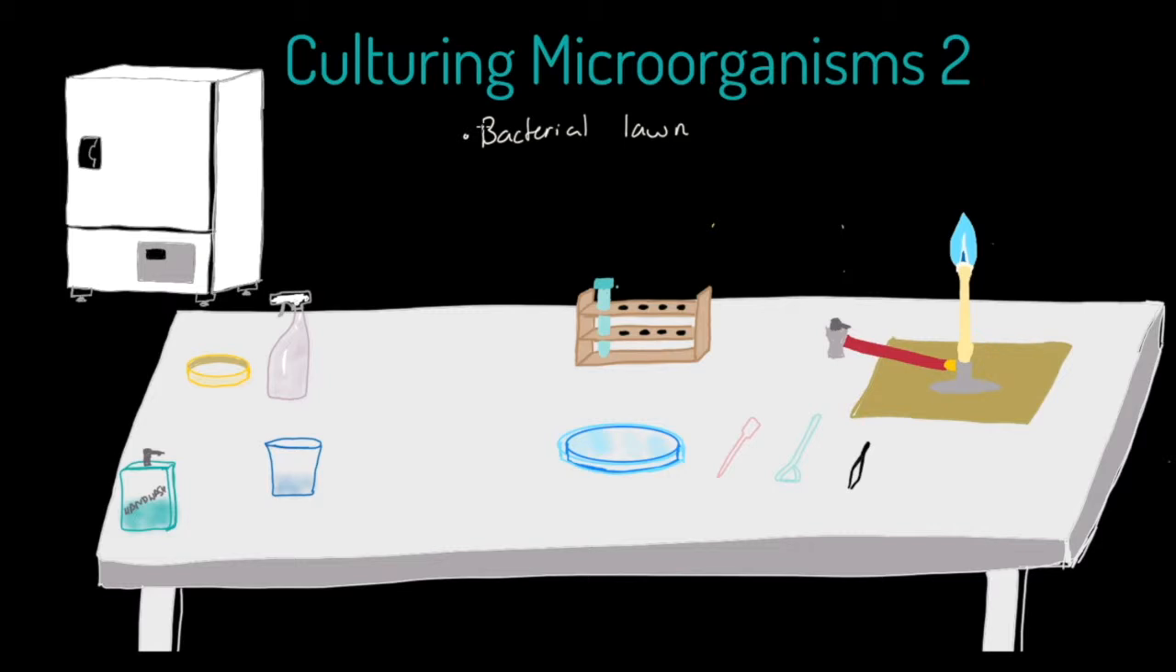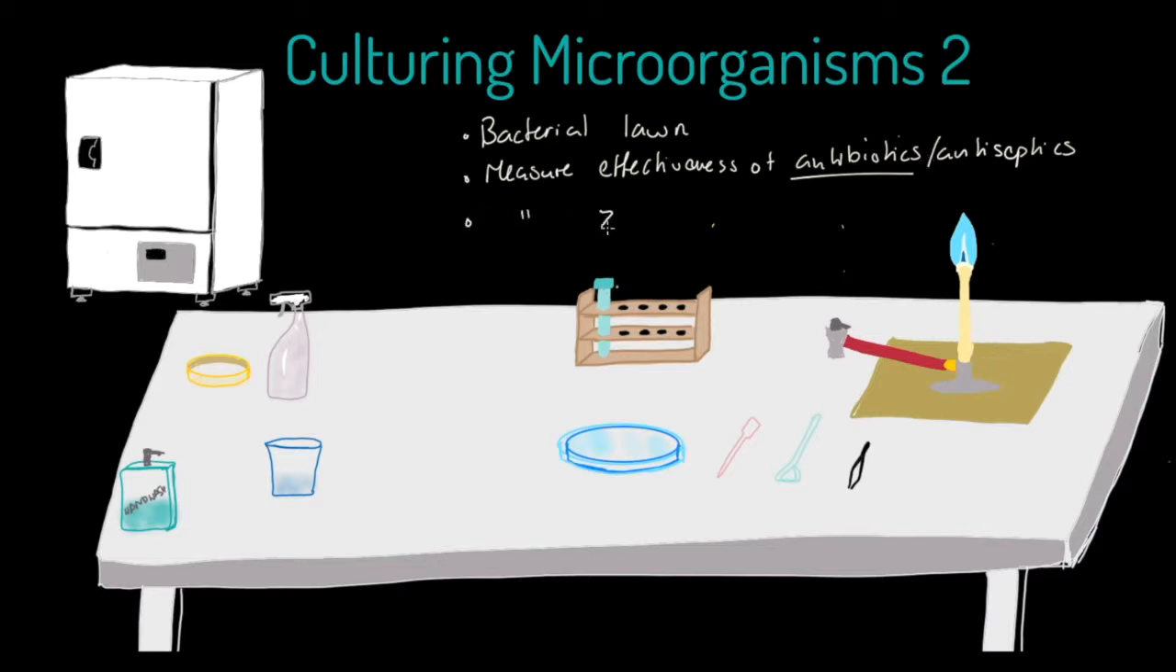The other point I want to make here is that we're looking to measure effectiveness. We're looking specifically to measure the effectiveness of antibiotics, or it could be antiseptics. I'm going to refer from here on in to antibiotics, but it will vary depending on the school that you're in, what you're using. And finally, in order to do that, we are going to measure what we call a zone of inhibition.